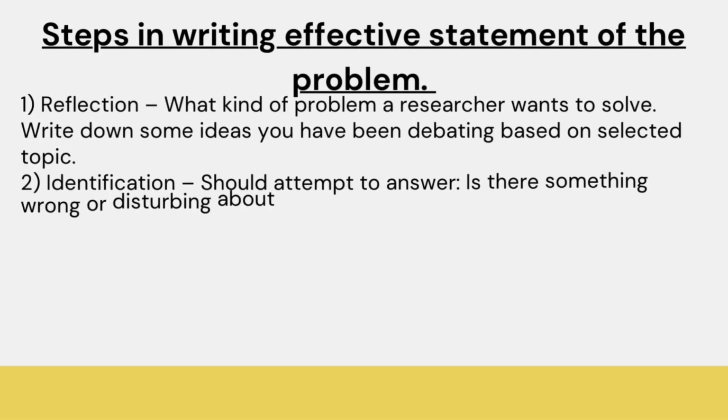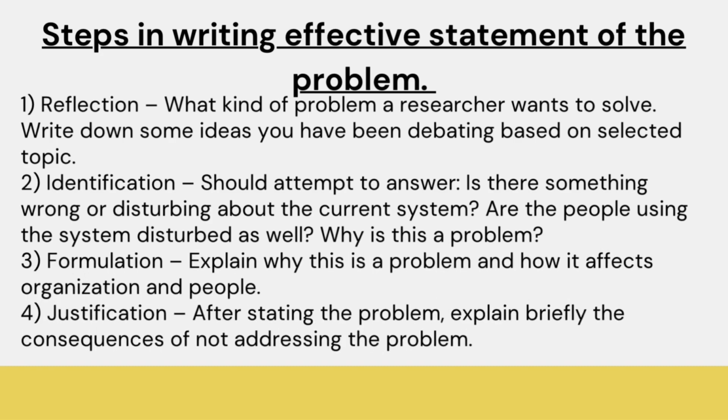We'll move to steps in writing an effective statement of the problem. One is reflection. What kind of problem does a researcher want to solve? Write down some ideas you have been debating based on the selected topic. Identification. You should attempt to answer: is there something wrong or disturbing about the current system? Are the people using the system disturbed as well? Why is this a problem? Formulation. Explain why this is a problem and how it affects the organization and people. Justification. After stating the problem, explain briefly the consequences of not addressing the problem.